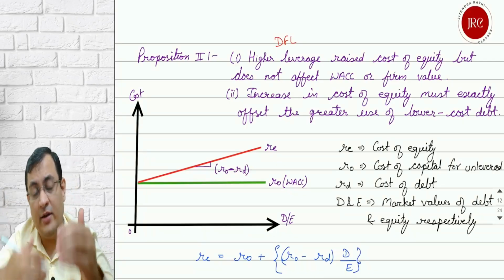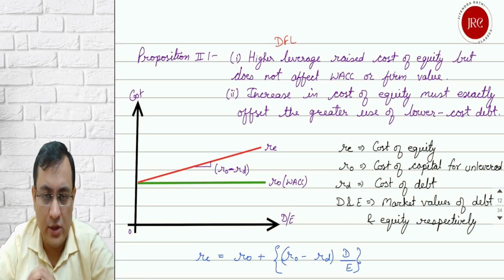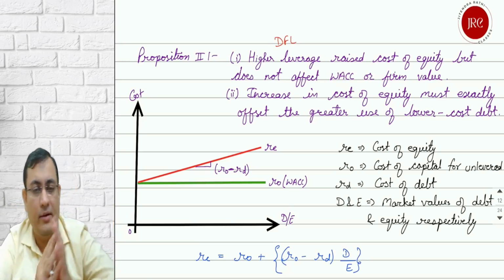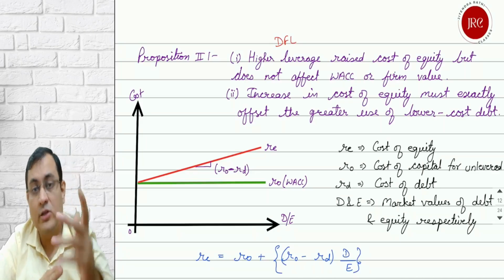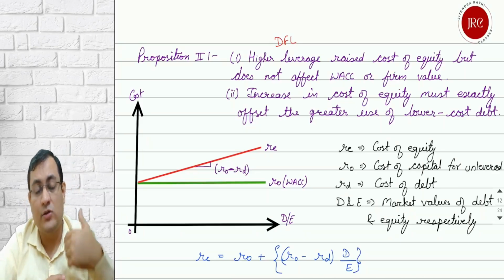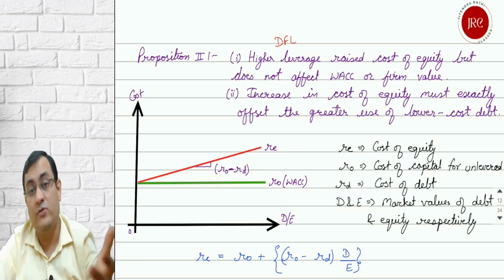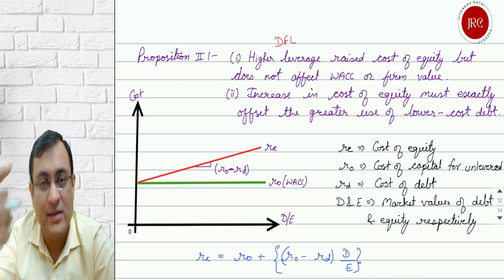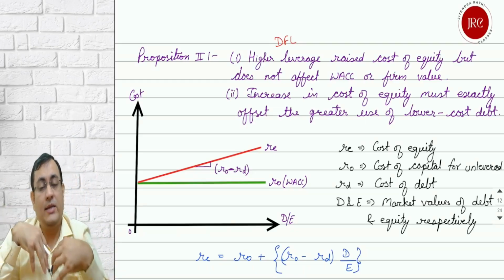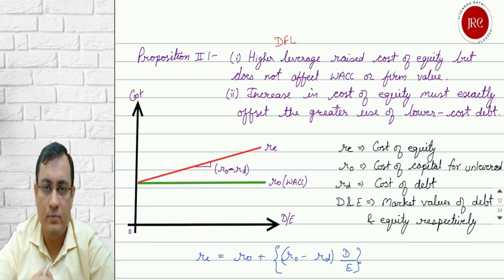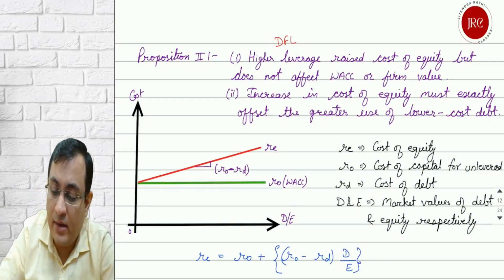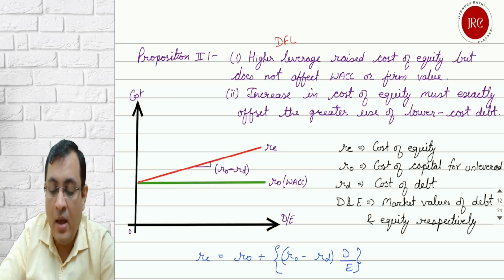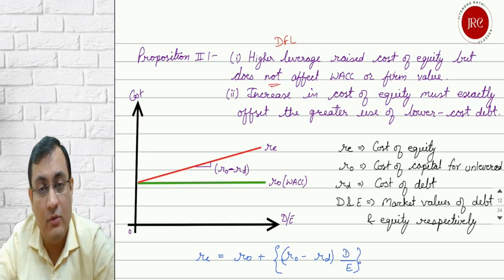So as the uncertainty increases for the equity shareholder, why will it increase? Because you are committing more interest. So with higher leverage, committing more interest, the risk for the equity holder, the sensitivity of EPS, will increase. So the risk of the equity shareholder will increase, raising the cost of equity. And when risk increases, as an investor, I am going to expect more reward. So the equity investor will raise their cost of equity. Higher leverage raises the cost of equity but does not affect WACC or firm value.